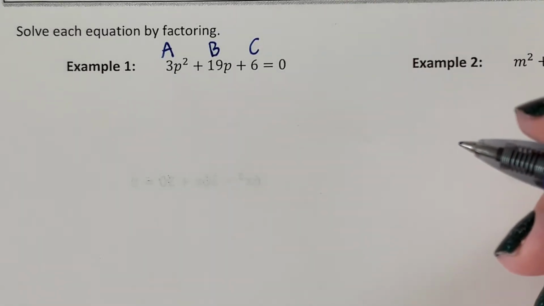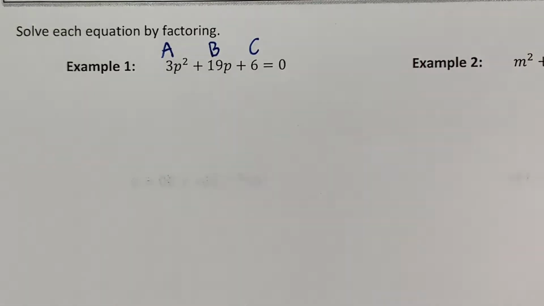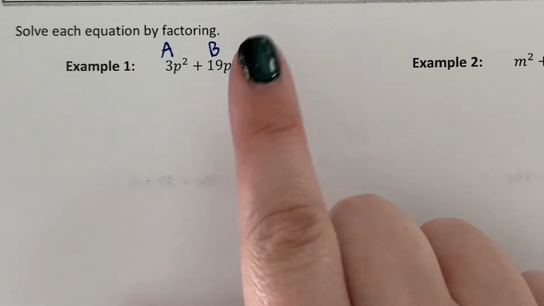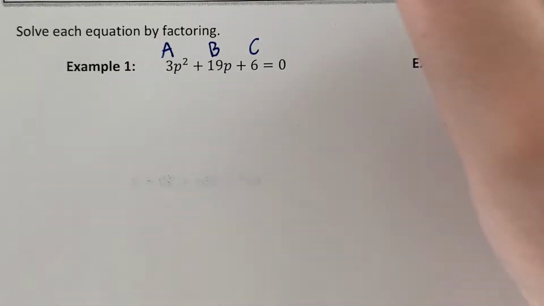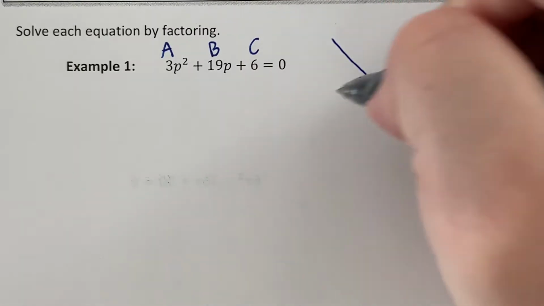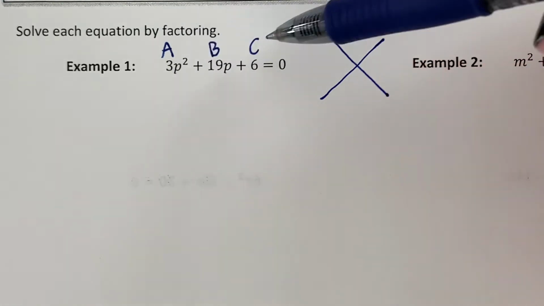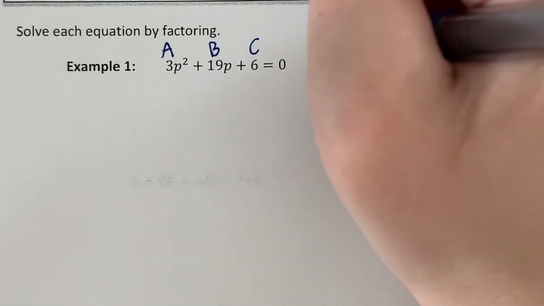The next thing I can do is use the factoring methods that I used in order to get the factors. So can I pull out a GCF of 3, 19, and 6? No, I cannot. So now I can move on to X method. So what I like to do for X method is draw a big X. And I need to do A times C in the top. So 3 times 6 is 18.